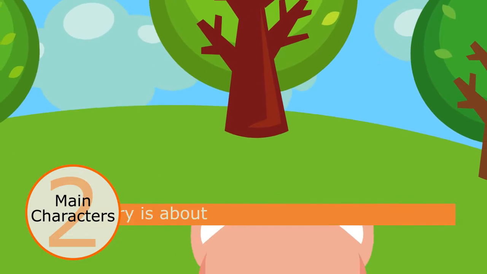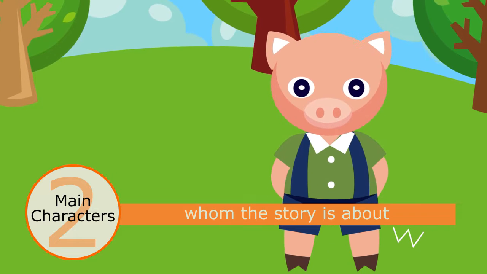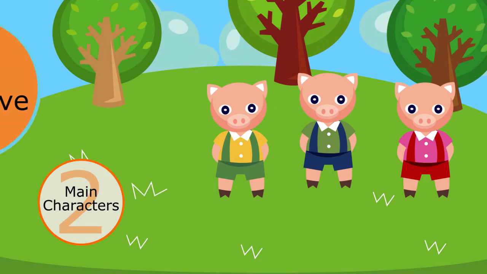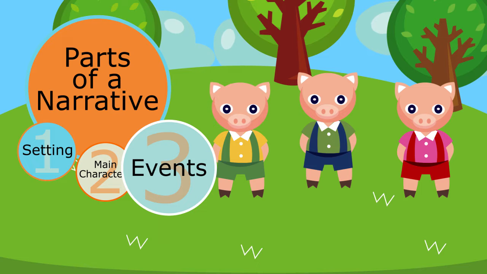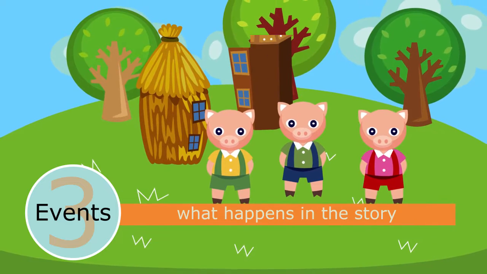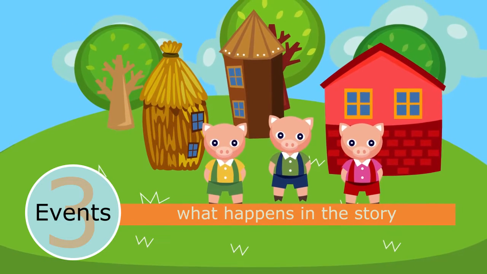The next part of a narrative is the main characters. The main characters are whom the story is about. There may be just one main character, but there can be more than one. Finally, a narrative must include events. Events include what happens in the story. Events happen in a specific order.